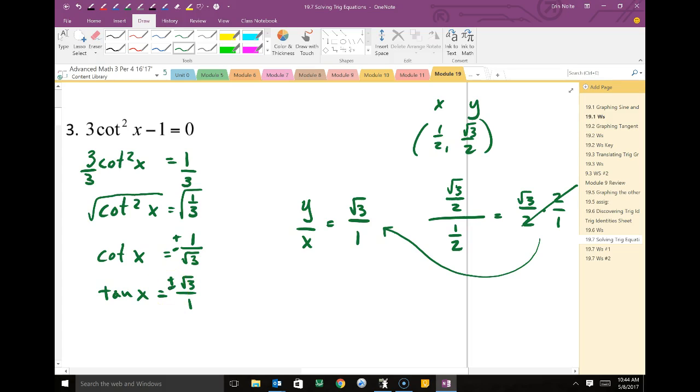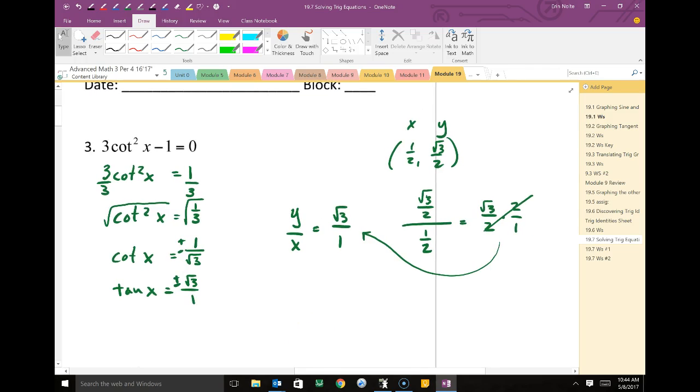Go ahead, Zach. Where did I get what? The 2? Yeah. I got it from the unit circle. So if you look at your unit circle, every time you see a place where there's a square root of 3, it's a square root of 3 that's over 2, and the other piece is a 1/2.